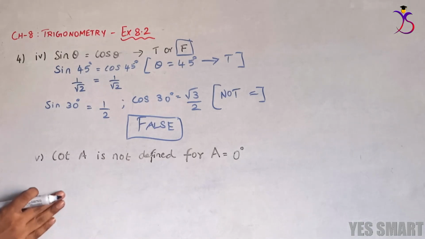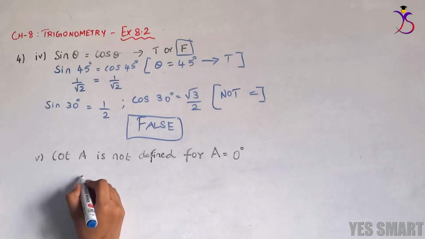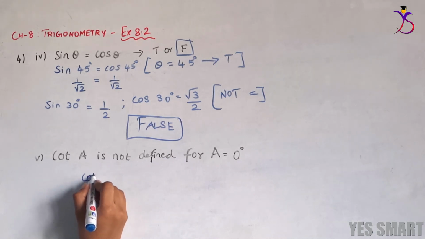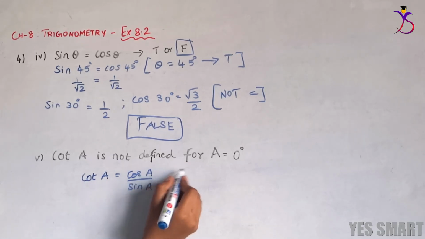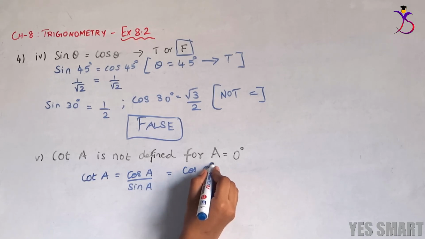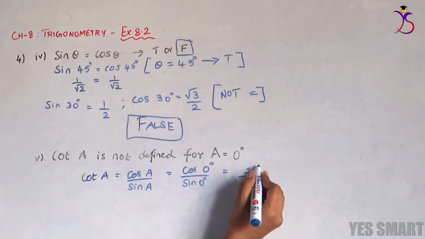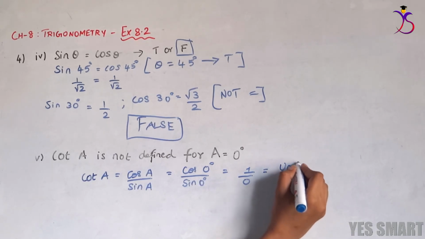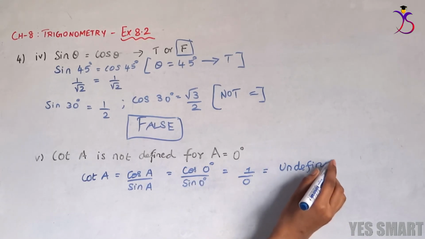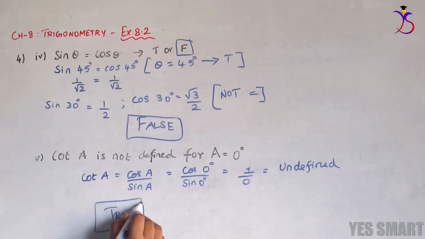Now moving on to fifth subdivision: cot A is not defined for A equal to 0. So they are asking us to check whether cot A is not defined when A equal to 0. So let's solve it. Cot A equal to cos A by sin A. I am just substituting the value of A, which becomes cos 0 by sin 0, where cos 0 is 1 and sin 0 is 0. 1 by 0, anything divided by 0 is undefined or infinity. So therefore the given statement is true, as we already knew that anything divided by 0 is not defined.